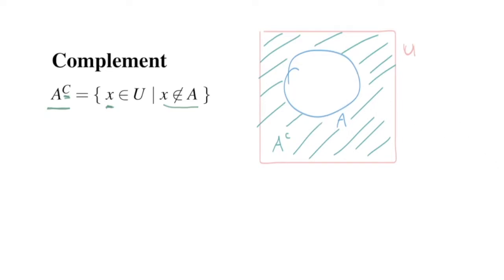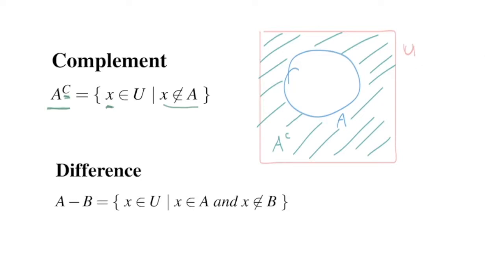Okay, let's look at the next one. The next one is what's called the difference. We have A minus B here. So what does that mean? So A minus B is the set of elements X such that X is in A but not in B. X is in A and X is not in B. So you could imagine it as saying, give me all the elements of A, but none of the B's, even if the B is also an A.